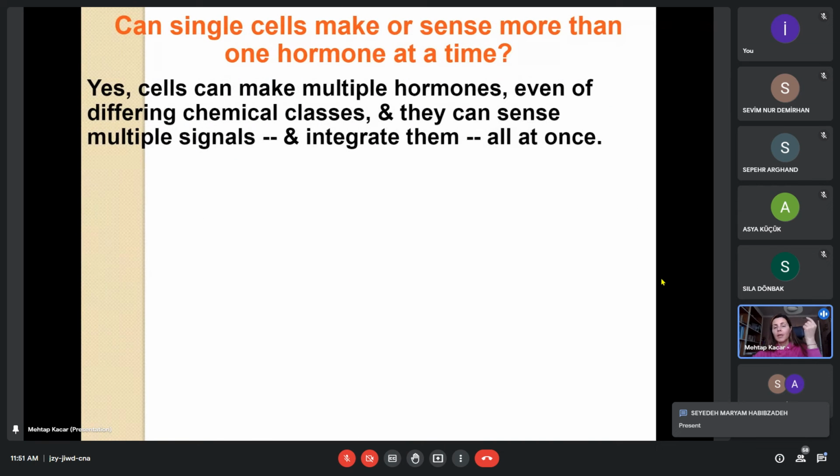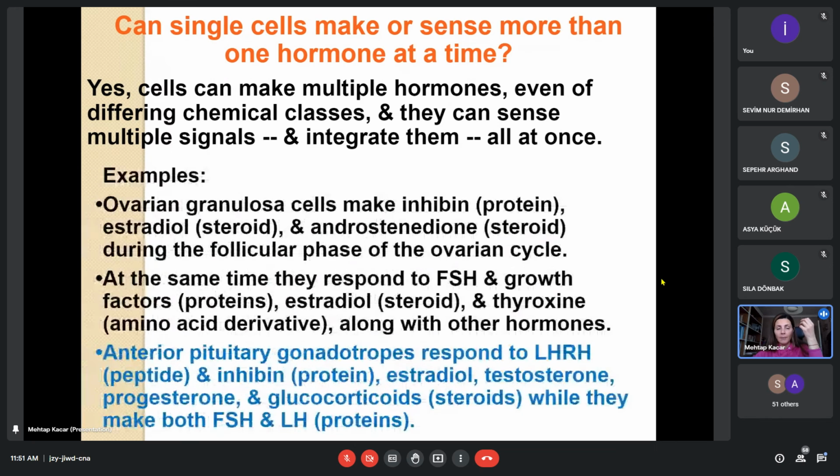Can single cells make or sense more than one hormone at a time? Yes, cells can make multiple hormones, even of different chemical signals or classes. They can sense multiple signals and later they can integrate them. For example, ovarian granulosa cells make inhibin, estradiol, androstenedione during the follicular phase of the ovarian cycle. At the same time, they respond to follicle stimulating hormone, growth factor, estradiol, thyroxine hormone, and other subgroups of hormone.